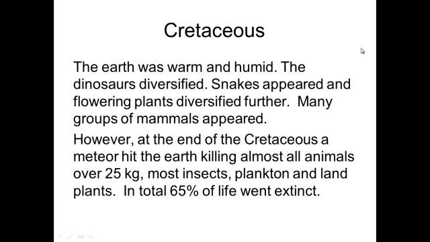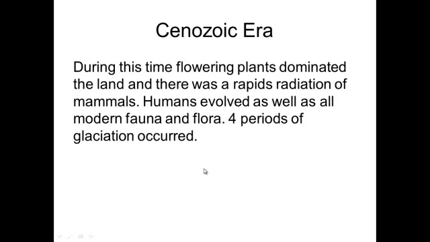But during this Cretaceous period, you have snakes and a diversification of all the flowering plants and several different groups of mammals. But all animals over 25 kilograms, that's about 12 pounds, most insects, plankton, and most land plants all went extinct. It was a very bad time.